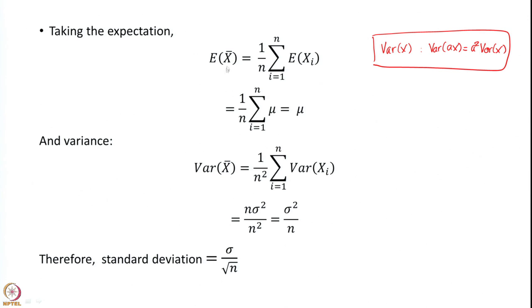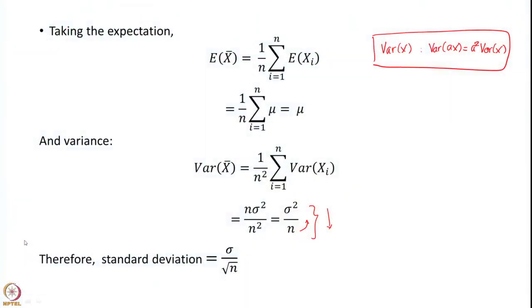This says that the expected value of x bar is mu. It does not depend on the sample size. It is always mu, the population mean value. But the variance of x bar is going to decrease as n will increase. So if n increases, then the whole value actually decreases. It means that the spread of the distribution becomes smaller and smaller, and therefore the distribution mean value, x bar value, comes closer and closer to the actual population mean.